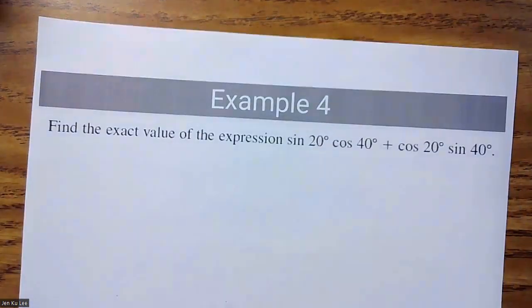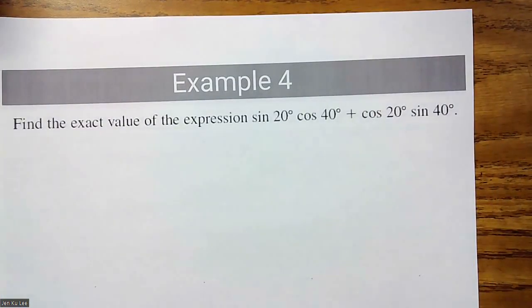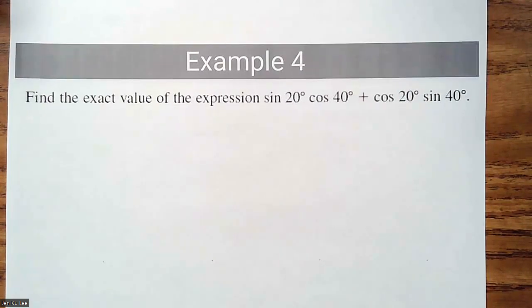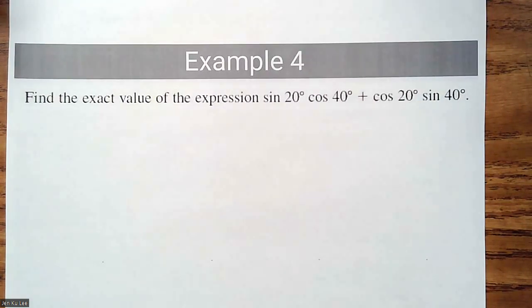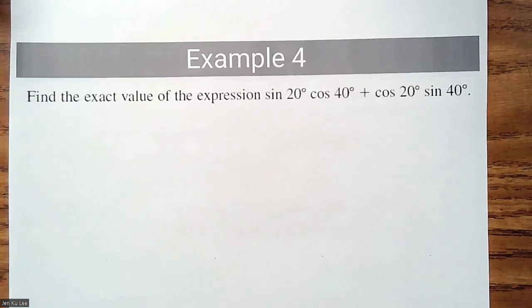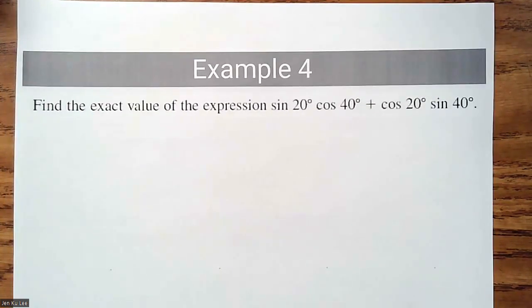Okay, so my last example here is we're working backwards. So you have to think backwards. Find the exact value of the expression sine 20 degrees times cosine 40 degrees plus cosine 20 times sine of 40.